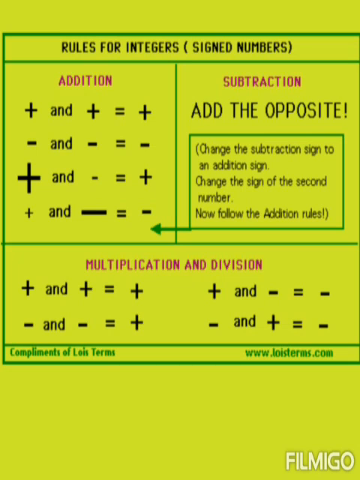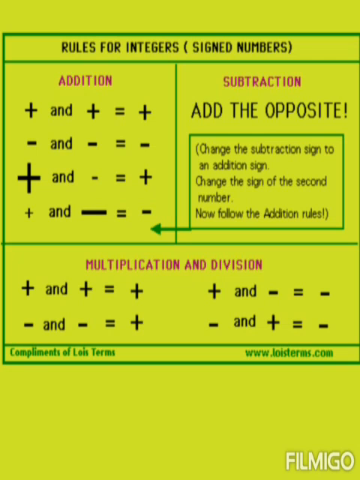Now moving towards multiplication. In multiplication, plus into plus will be plus. That means plus 5 into plus 2 will be plus 10. Minus 5 into minus 5 will be plus 25. That means minus into minus will be plus. Minus 6 into plus 3. What will be the answer? Again, it will be minus. So it will be minus 18.